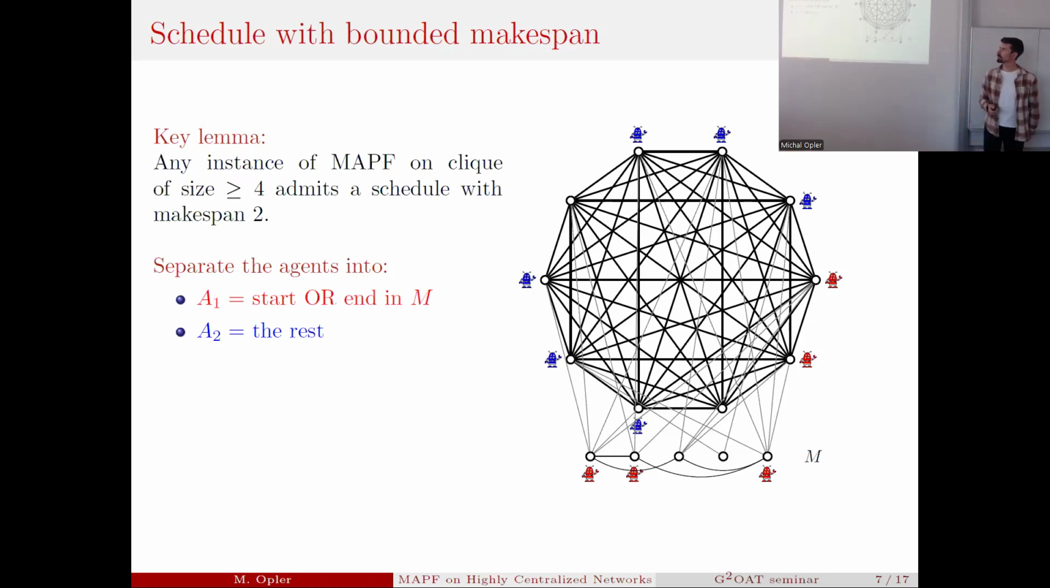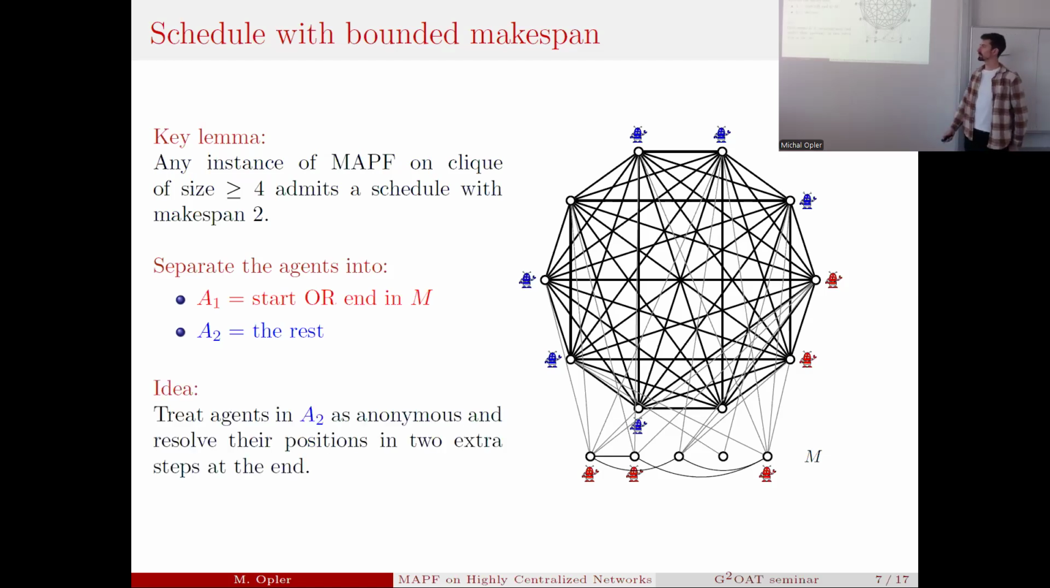So we distinguish 2 types of agents. The agents A1 will be denoted red. Those are the ones that start or end in the modulator to clique, so they start or end in these 5 vertices that are not part of the clique. And observe that the set of agents A1 is small. There can be at most 5 agents that start there and at most 5 agents that end there. And A2 is the rest of them. Those are the blue ones.